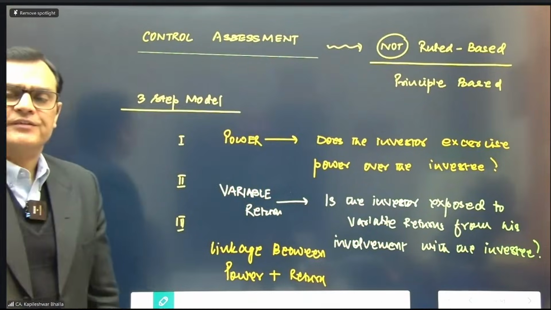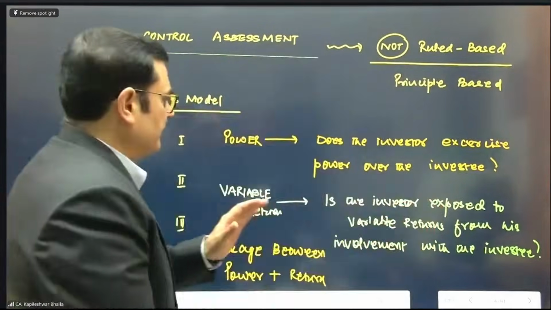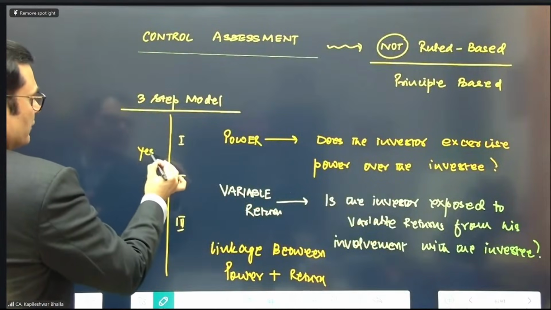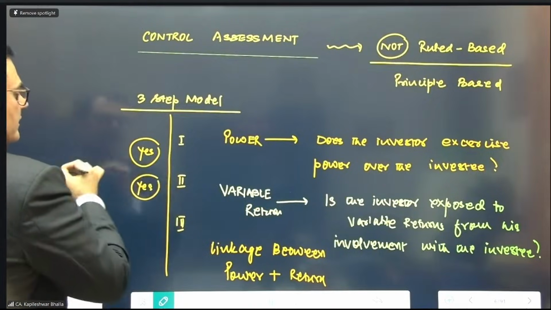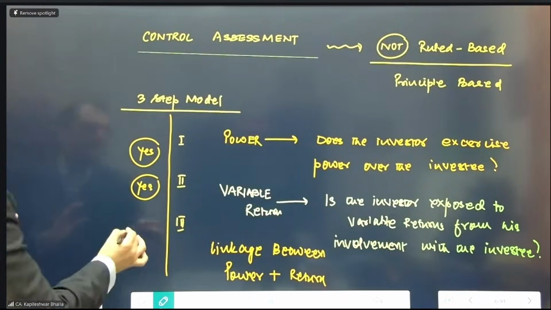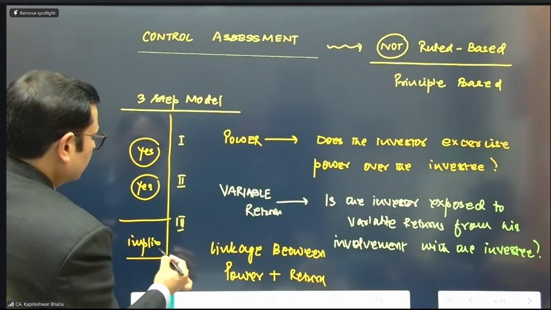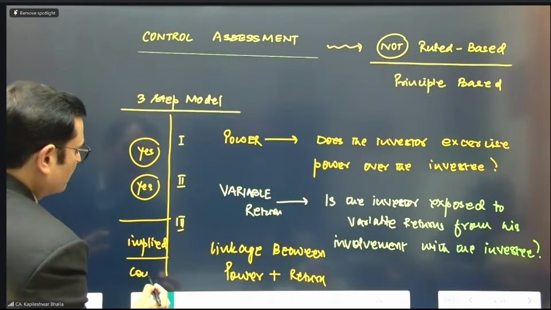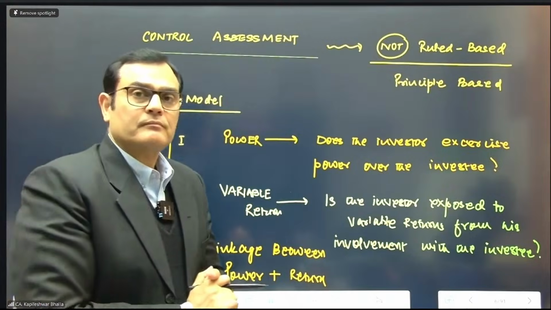So let me put it like this. Step number 3 is not at all requiring much assessment. If you say in step number 1, yes, you've got power, and if you say in step number 2, yes, you're exposed to variability of returns, then I would say the third step is implied. The linkage is already there. And if the linkage is there, I would say, yes, you've got control. So I don't need to really work on my step number 3.